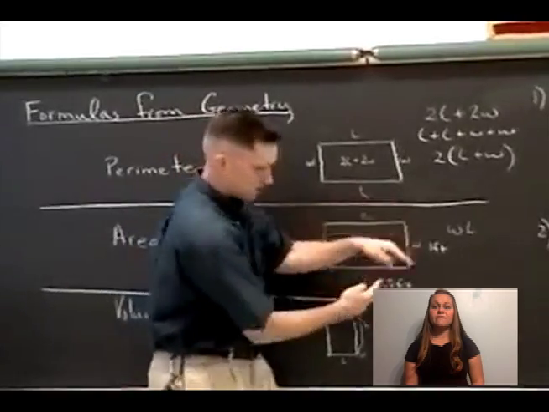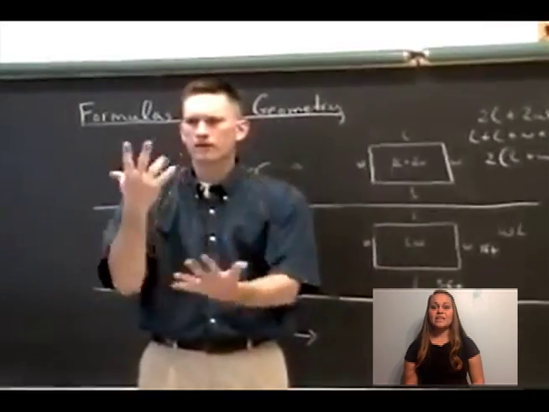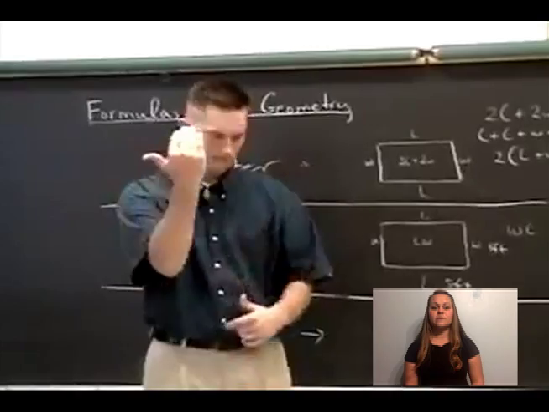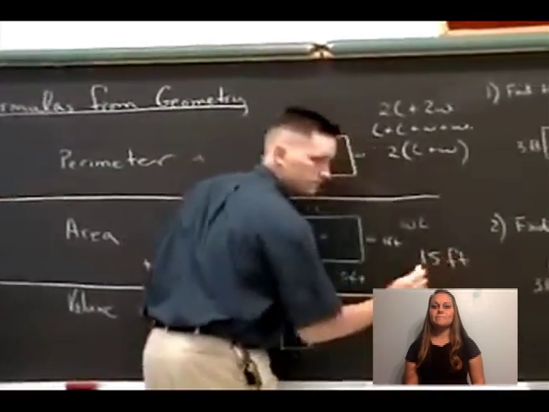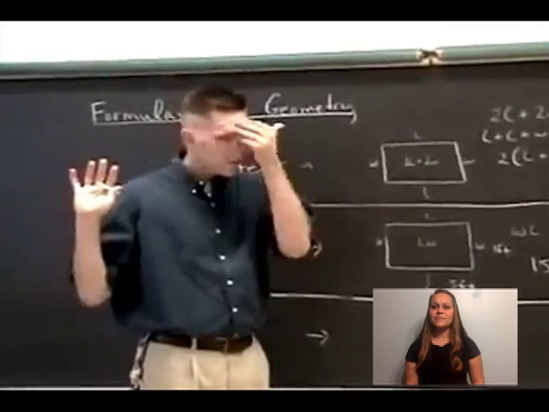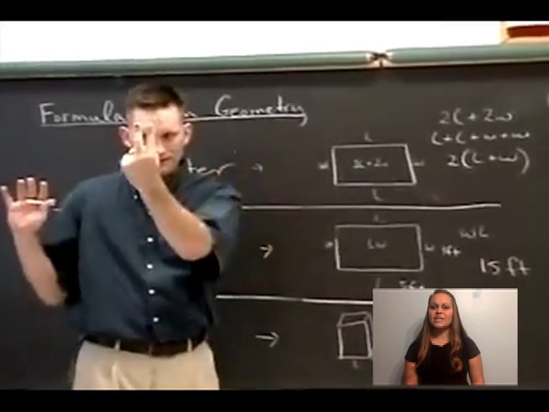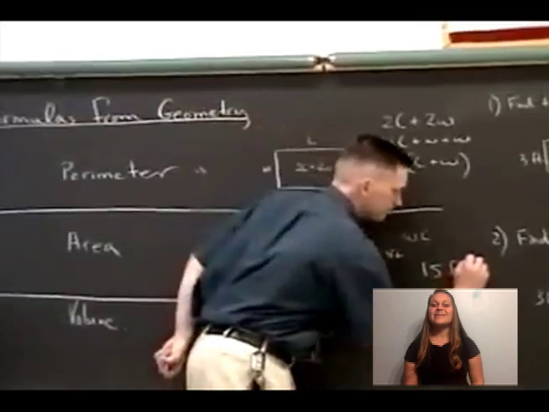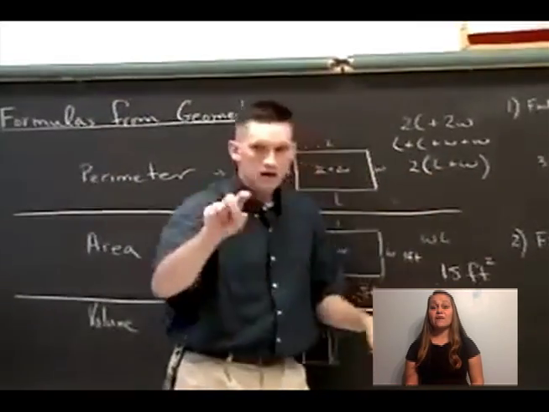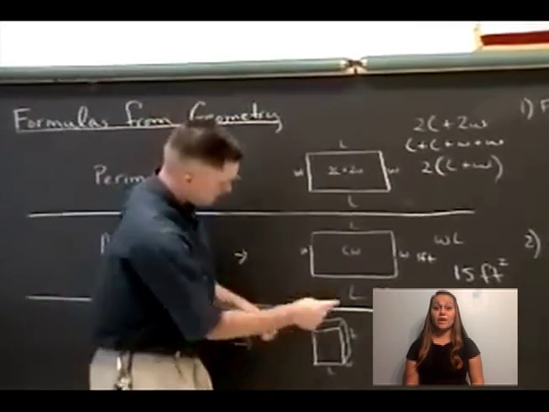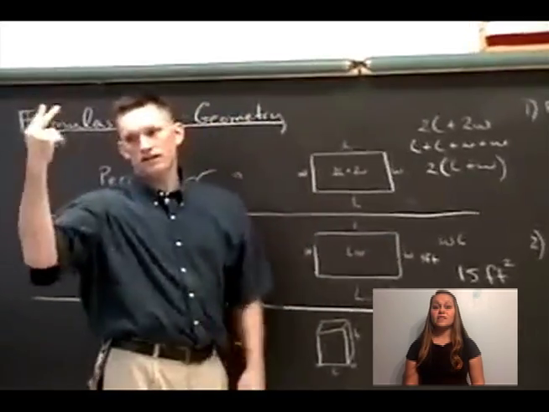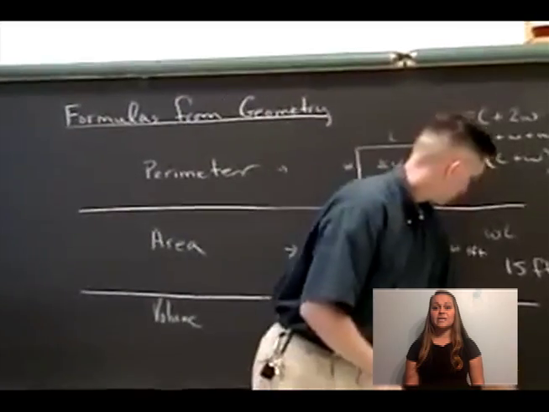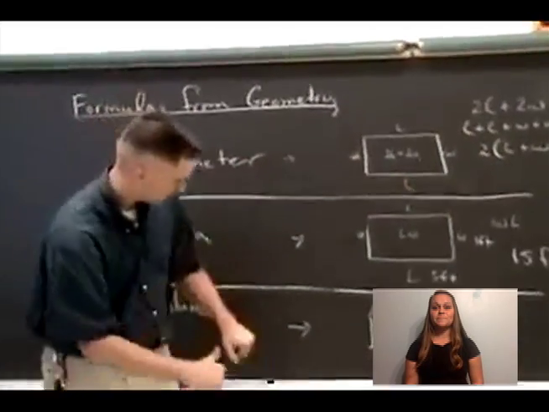So if you had 5 feet on one side and 3 feet on the other side, then what would the area be? 15 feet, right? Did we forget anything? Yes, when it's area, you have to say that the measurement is squared. So it's 15 feet squared because you have the entire area to think about and not just one direction.